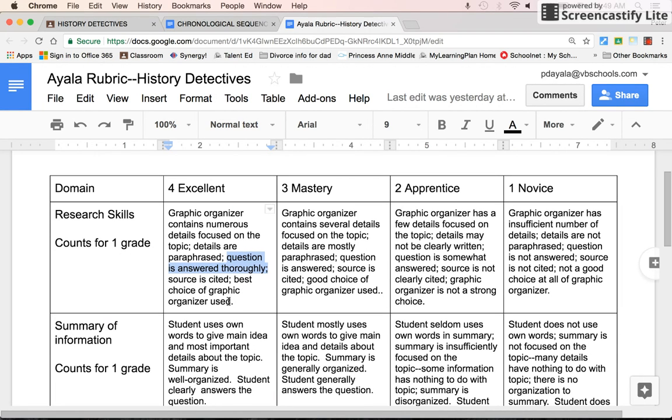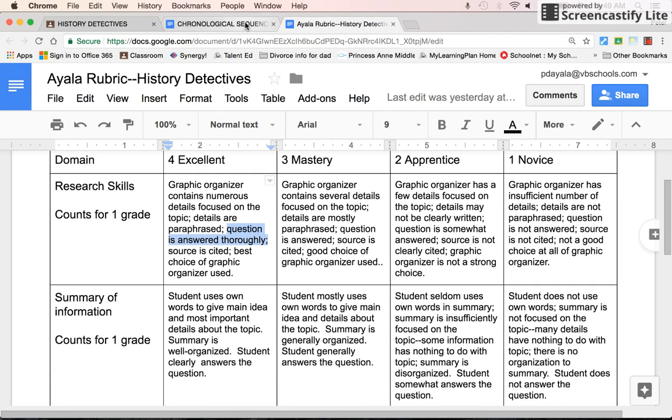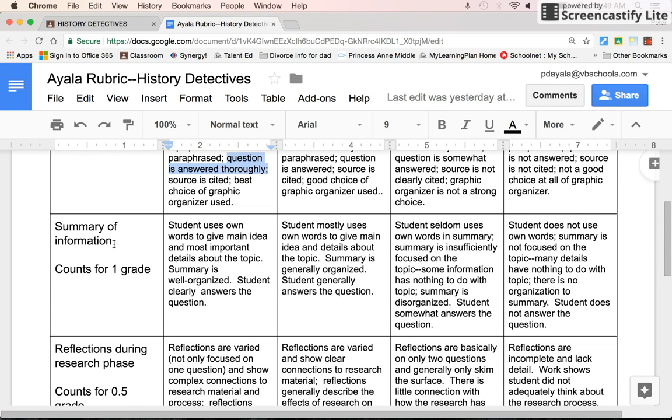And best choice of graphic organizer used. So again, you get to choose which one you want to use. All right, so that counts as 1 grade. Summary of information.